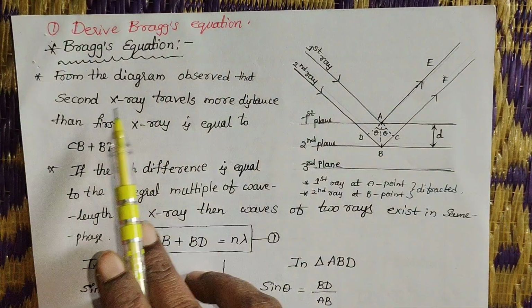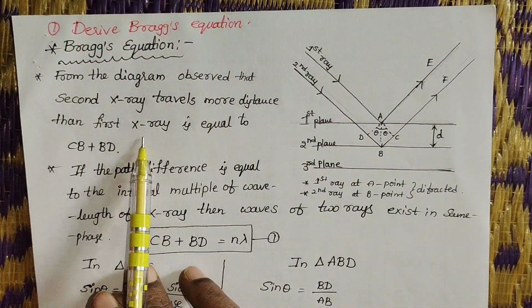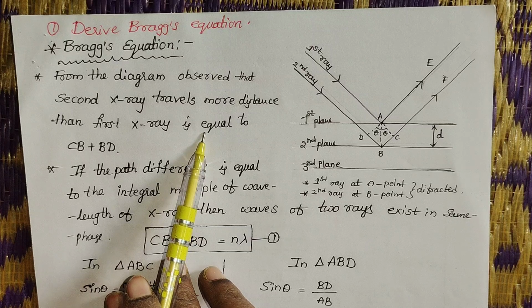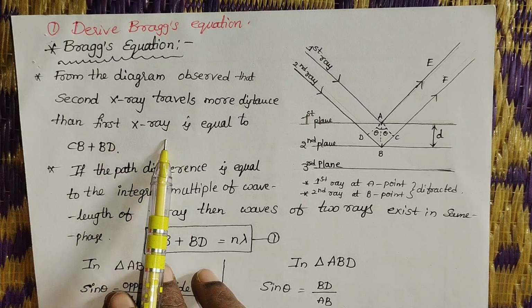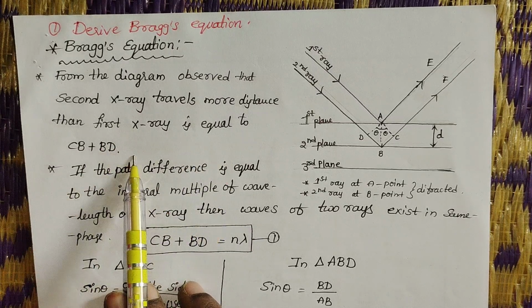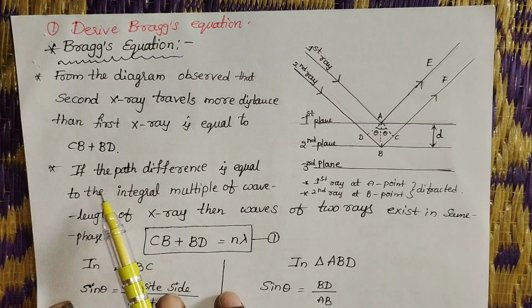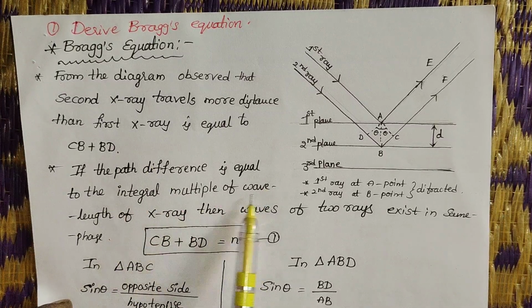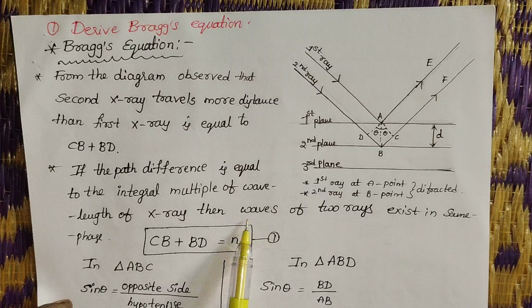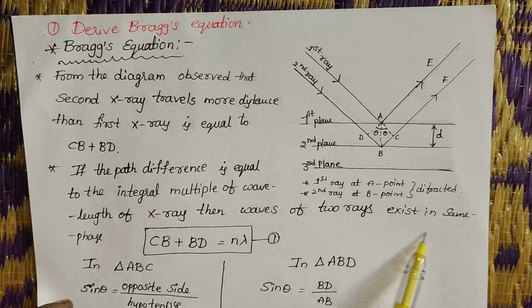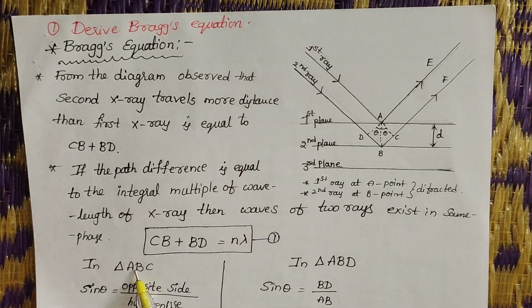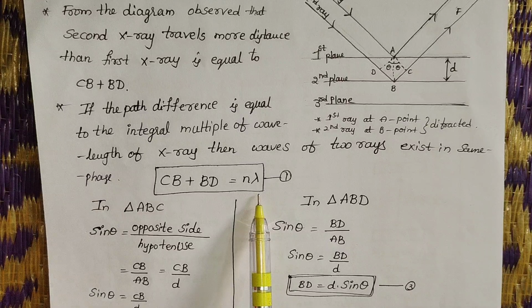From the diagram, observe that the second ray travels more distance than the first X-ray. The second X-ray travels CB plus BD more than the first. If the path difference is equal to an integral multiple of the wavelength of the X-ray, then the waves of the two rays exist in the same phase. That is, CB plus BD equals n lambda.